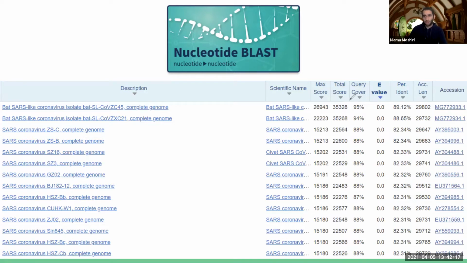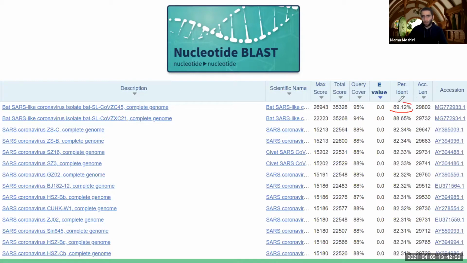And over here, we can see a bunch of metrics. Query cover is what percentage of the sequence that we searched for, so in our case, our viral genome, matched that database entry. So this tells us 95% of our viral genome that we just sequenced matched this bat SARS-like coronavirus. And as you go to SARS, it goes down to like 88%. The score that you see here doesn't really mean much.